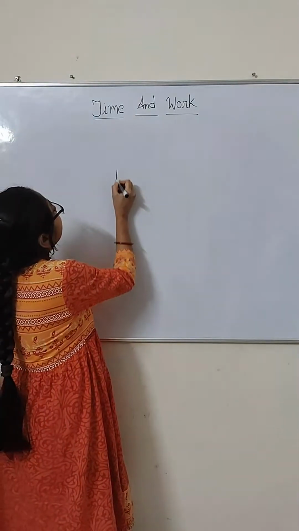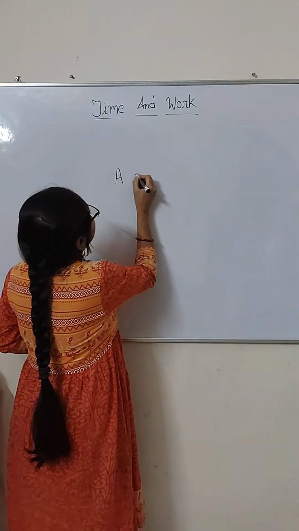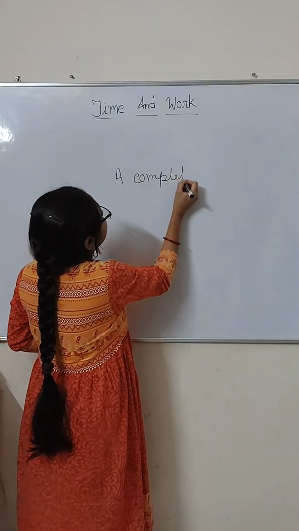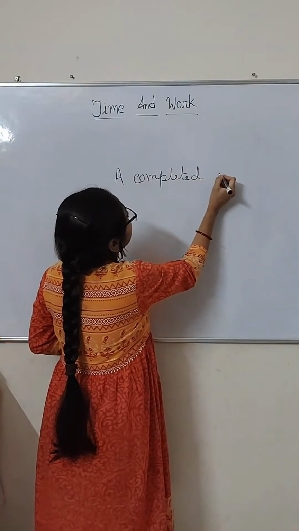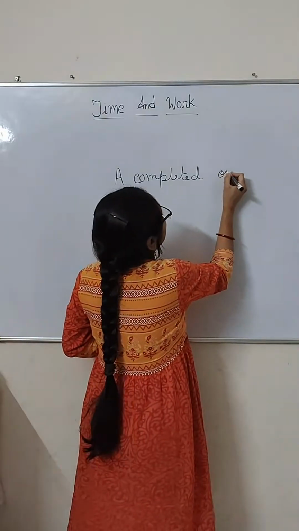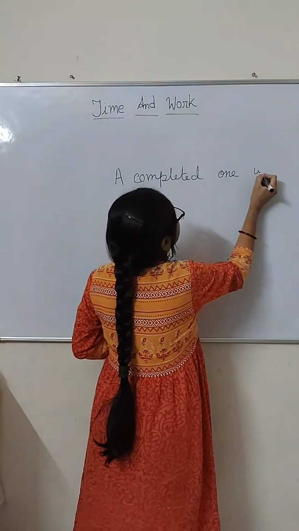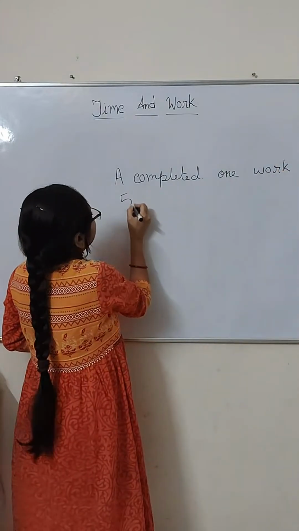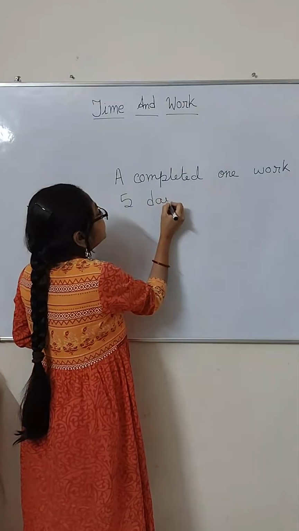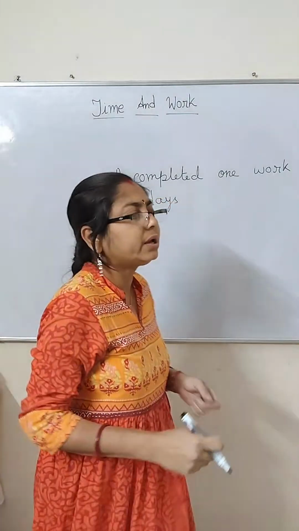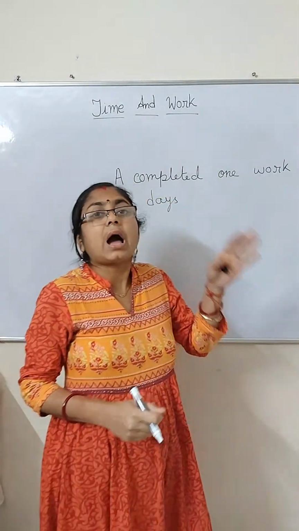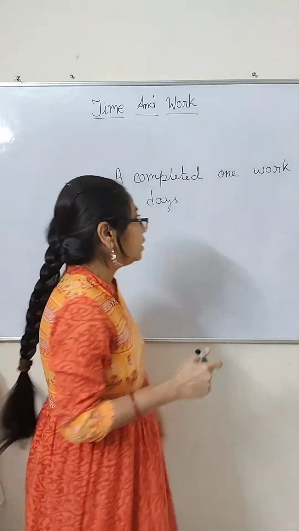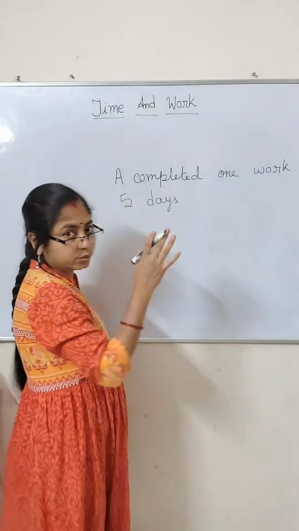Suppose A completed a work, one work, in 5 days. Then in these types of maths, what are you doing? In 1 day, how many parts did A complete? First find that part. So how can I write it in this way? You start the maths.